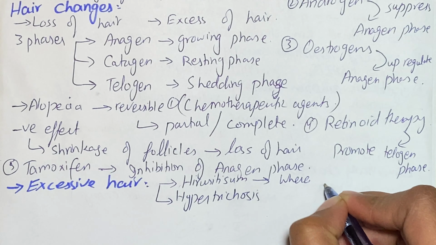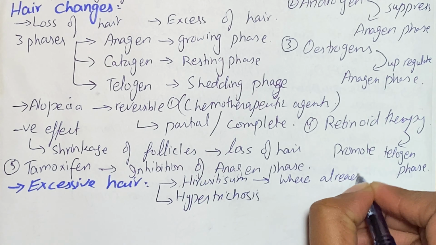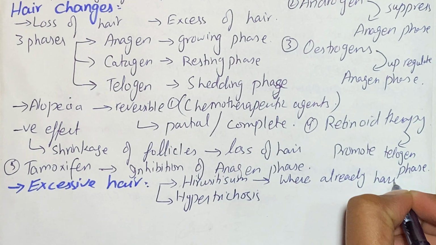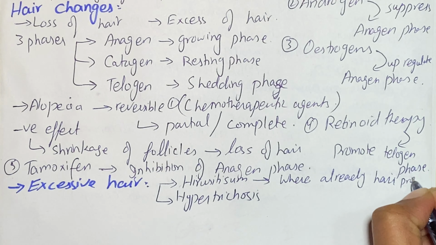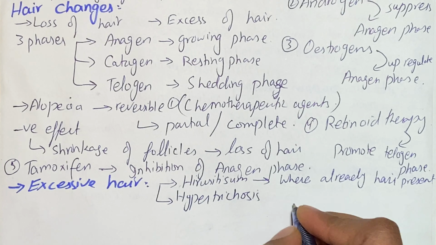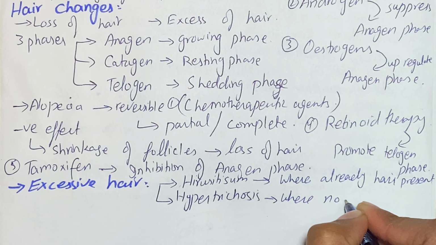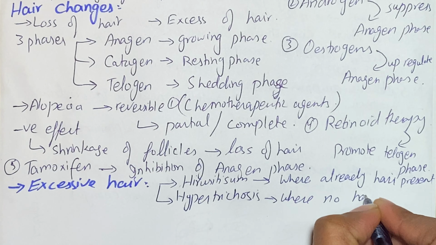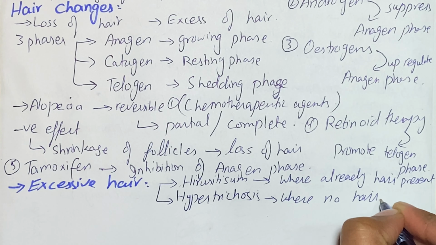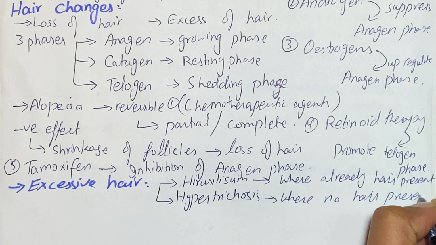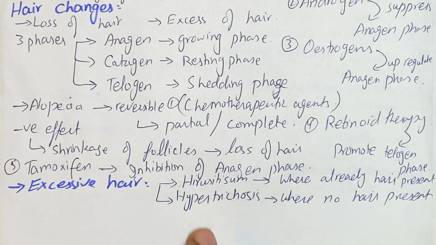Like if you are having excessive growth on your head because of some drug, it is hirsutism. But if it is some other part like the palm of your hand, so in that part there is no presence of hair, so that is called hypertrichosis.